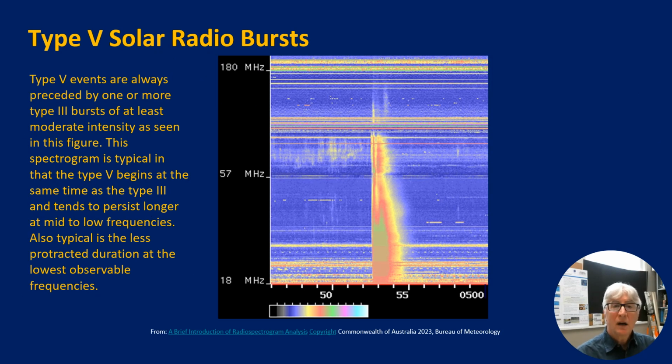And lastly, we have type 5 events. They are always preceded by 1 or more type 3 bursts of at least moderate intensity, as seen in the figure. The spectrogram is typical in that a type 5 begins at the same time as the type 3, but they tend to persist longer at mid to low frequencies, and also typical is the less protracted duration at the lowest observable frequencies. You can see the sort of rounded shape at the lowest frequencies.